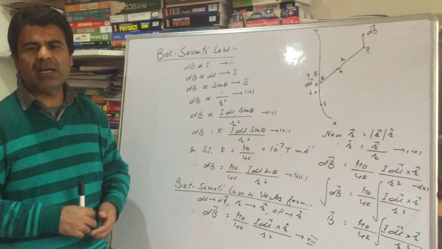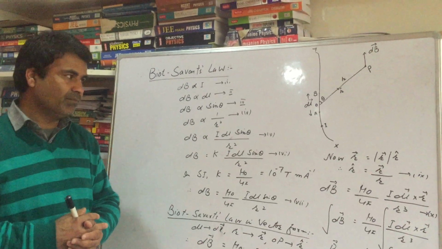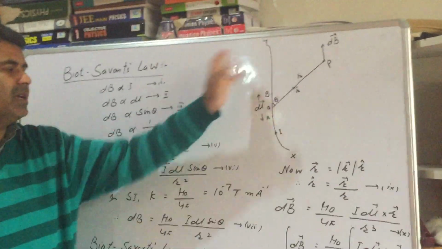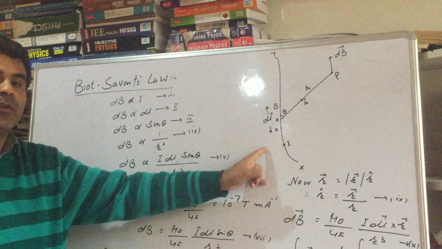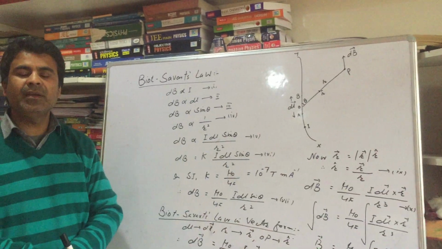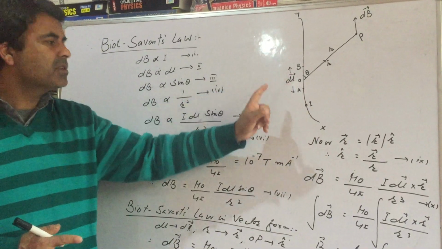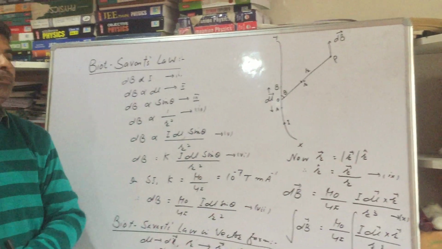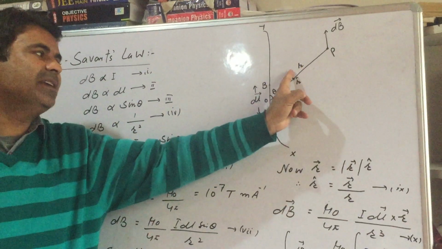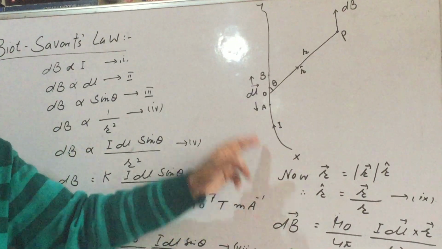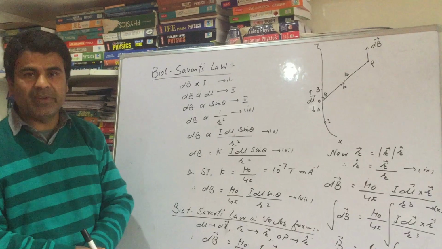This Biot-Savart law is the basic law of current electricity and magnetism. Suppose we have a conductor. Let's suppose the conductor is XY, through which current I is flowing. Due to the flow of current I, a magnetic field is produced by this current carrying conductor. Now suppose we want to find the magnetic field at point P due to this current carrying conductor XY. This point P is at a distance R from the conductor XY. We call this point P the point of observation.